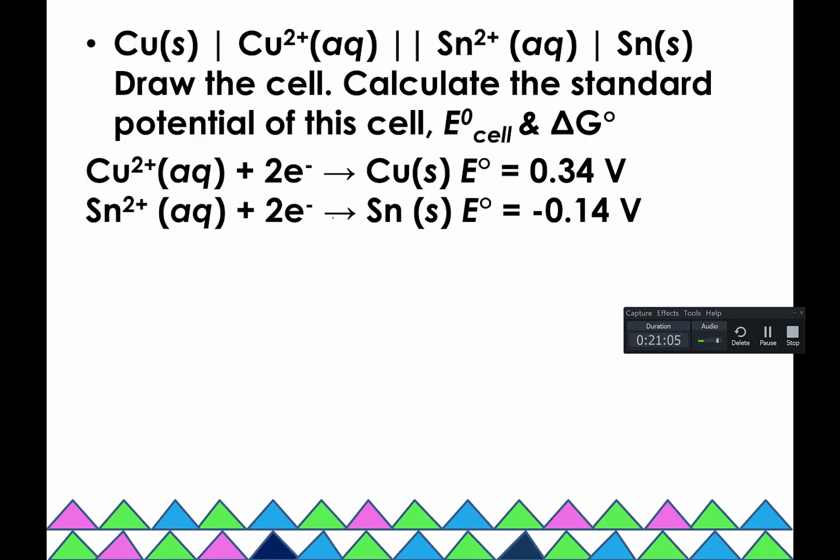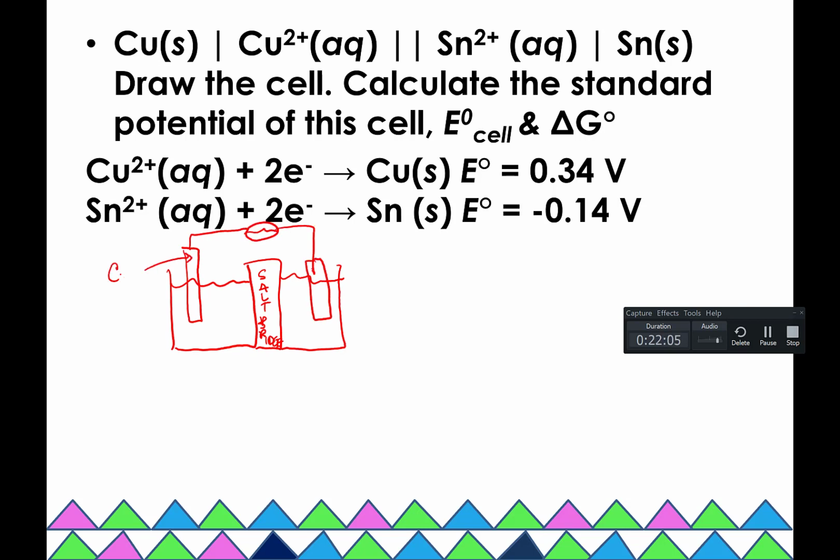All right, let's do a quick example. This one's a little bit different. Copper is on the anode side, the oxidation, and tin is now on the cathode side. So the first thing we want to do is draw the cell and calculate the standard potential. So if we were to draw this, all right, this is our anode. On the anode side, we have copper metal, that's the electrode. On the cathode, we have tin metal as the electrode.